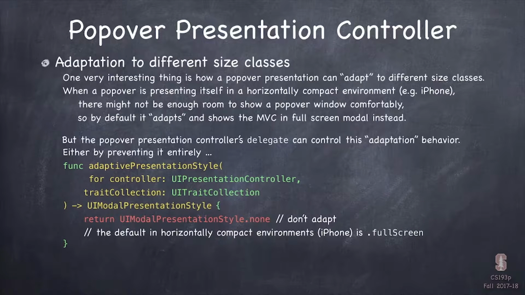But you can stop that if you want by setting the delegate like I showed on the previous slide, and then implementing this delegate method called adaptivePresentationStyle for controller trait collection. It's essentially asking the delegate, I'm about to present this thing with this trait collection, like horizontally compact, right?